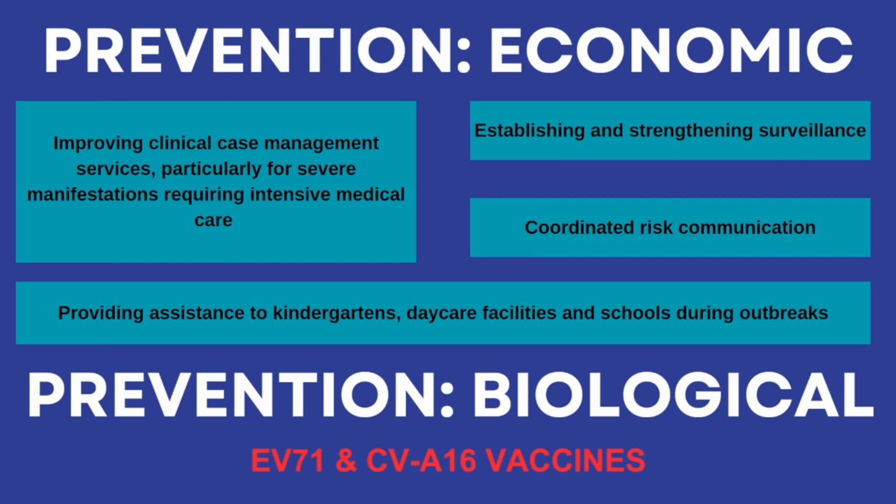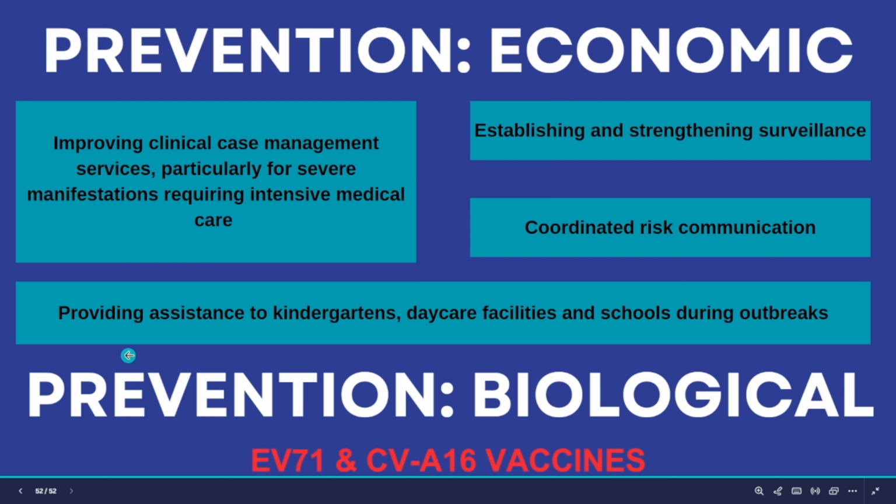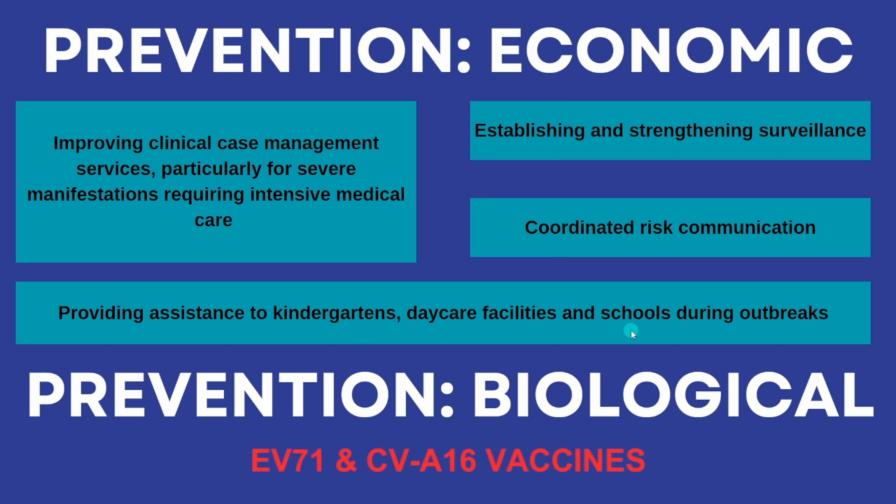Next is coordinated risk communication, meaning that information resulting from the clinical and laboratory investigation must go directly to the public. You cannot store the information. The government should not hide this issue, sweep it under the carpet, that is not allowed. You should go public. You should announce what is happening now. Provide accurate, timely, and consistent information so that everyone can know what is happening. And then the final one is providing assistance to kindergartens, daycare facilities, and schools during an outbreak.